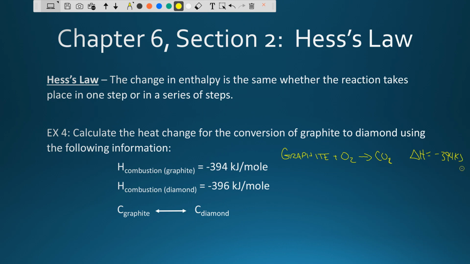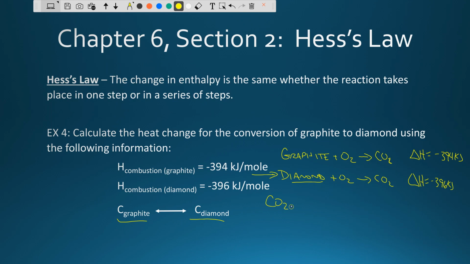Then they also give this other information about the combustion of diamond. If I get diamond and I combust that, I'll get carbon dioxide, and that combustion has a delta H of negative 396 kilojoules. But the problem is we're going to take graphite and create diamond. Here, diamond is my reactant, so I need to flip the entire equation to get this entire process in place.